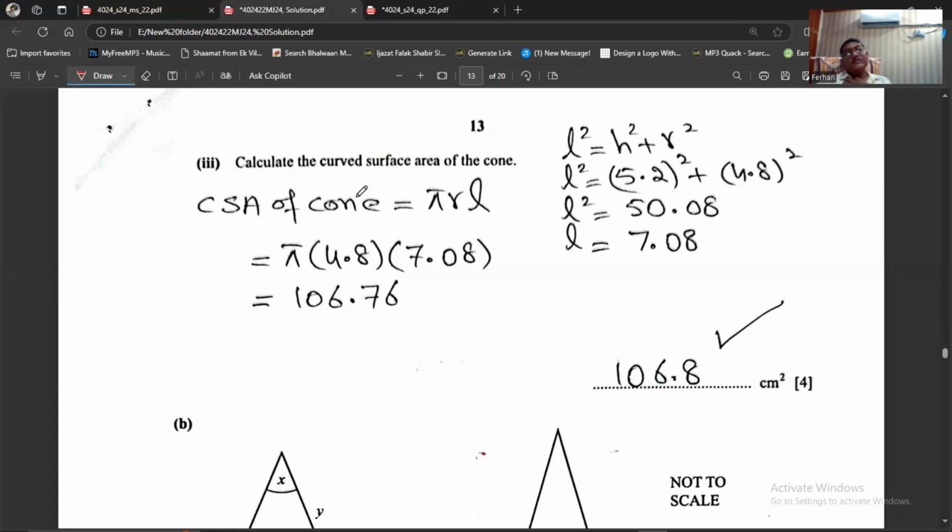The curved surface area of the cone is pi RL. The pi is pi, the R is 4.8, and the slant height is 7.08. We just calculated it. So just multiply that thing with each other on the calculator. So you will get 106.76. So 106.8 approximately.